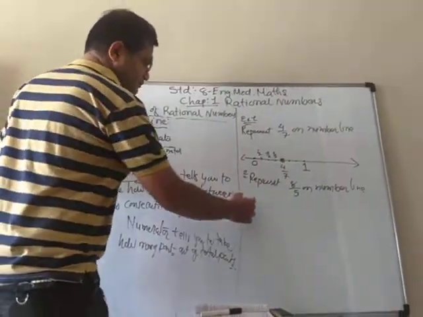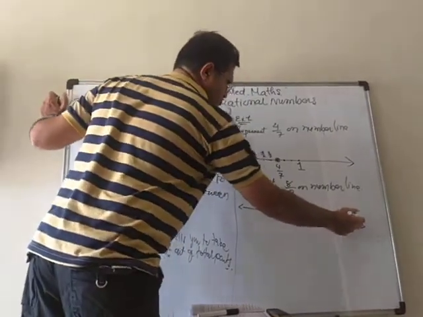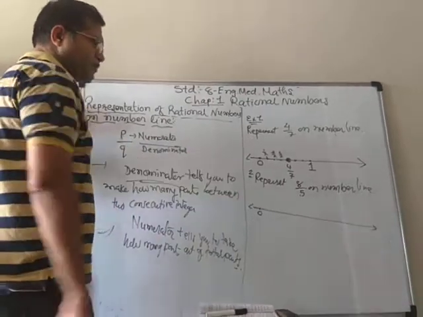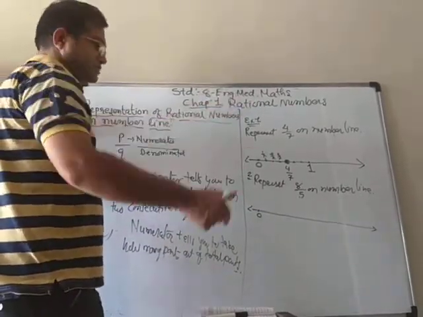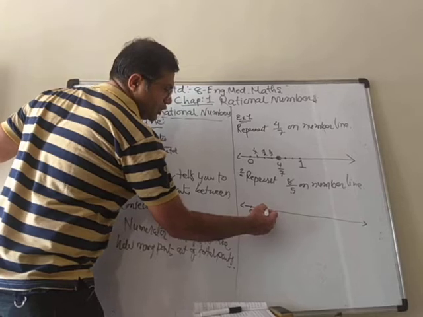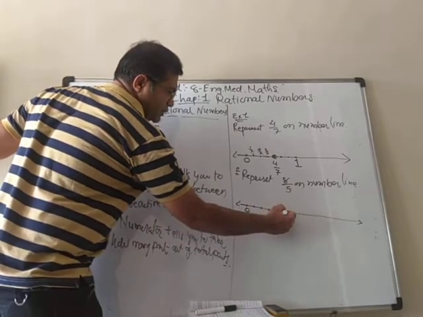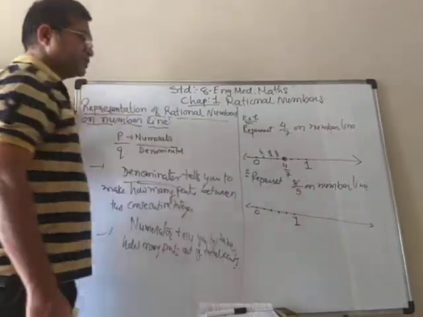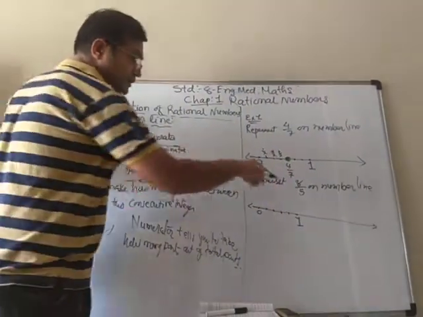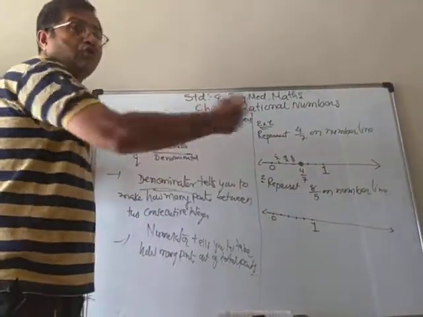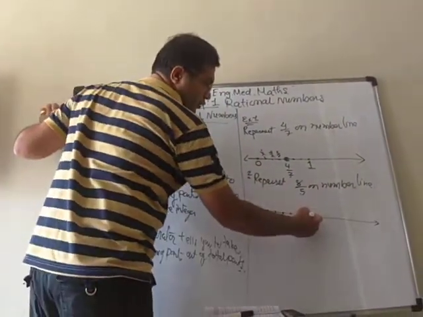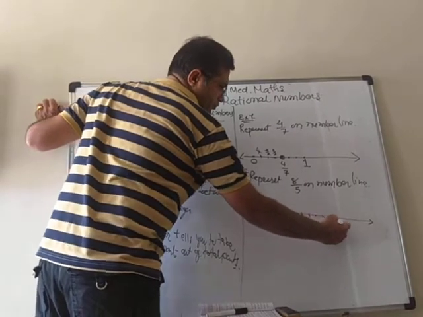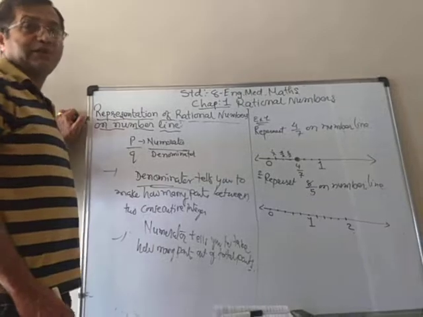So here also we don't need to take negative numbers. Denominator says 5, so we have to make 5 equal parts. So 1, 2, 3, 4, at 5 we have to write down 1. But now you can see that the number in the numerator is greater than the denominator, so you have to go further also. So another 5, 1, 2, 3, 4, 5. So here your number 2 will be there.